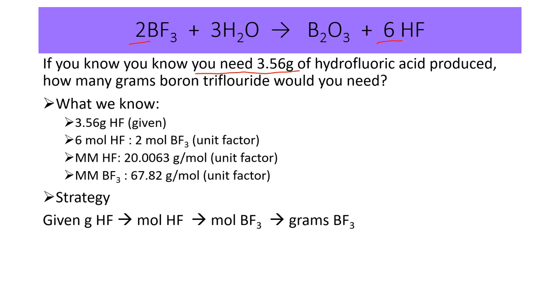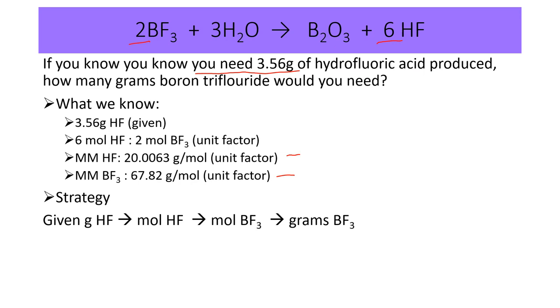We know the molar mass of hydrofluoric acid is 20.0063 grams per mole, and we know the molar mass of boron trifluoride is 67.82 grams per mole. Just a reminder, we get these numbers by adding up the mass of each element within the compound. I need those molar masses so that I can get to moles. How do I get to moles? We get to moles with the molar mass. Then we relate the two different moles by way of the coefficients from the balanced chemical equation.